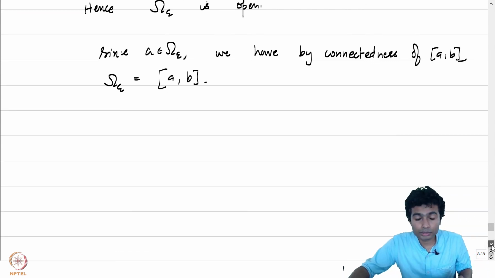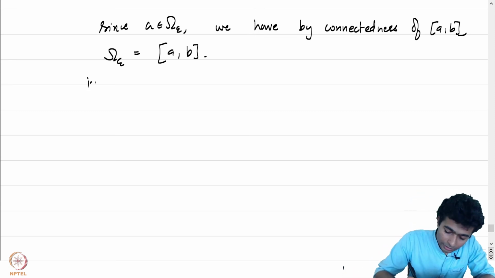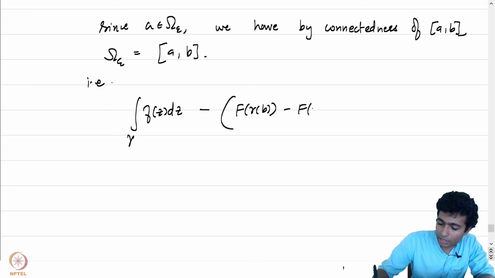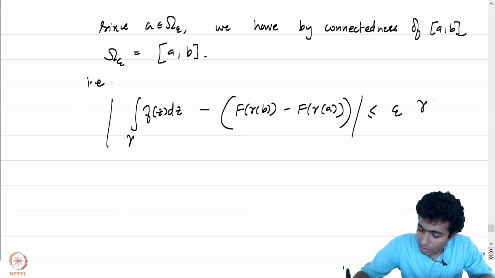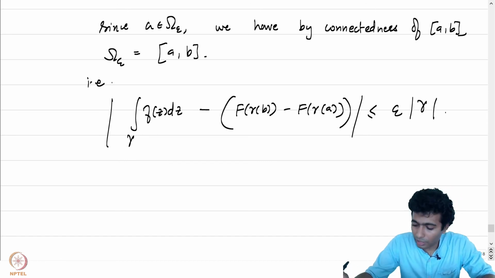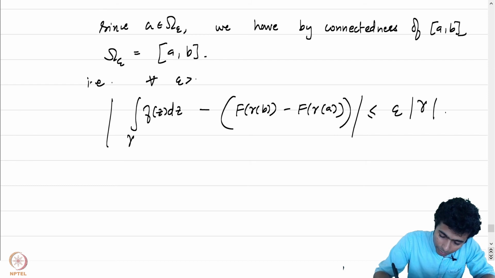So let's recall what it means to say that omega epsilon is equal to [a, b]. It means that the absolute value of the integral of f of z dz over gamma minus (f of gamma of b minus f of gamma of a) is less than or equal to epsilon times the arc length of gamma restricted to [a, b], which is exactly equal to the arc length of gamma. But our choice of epsilon was arbitrary. This is true for all epsilon positive.